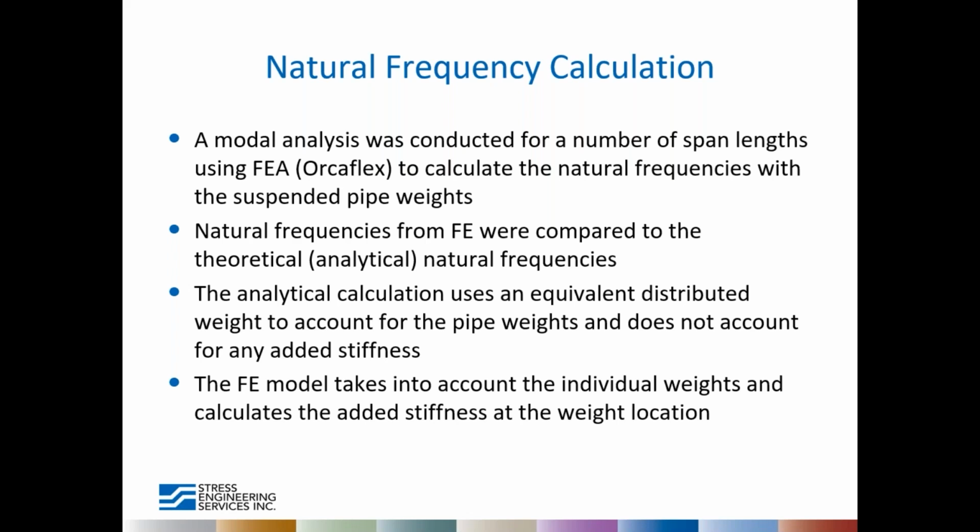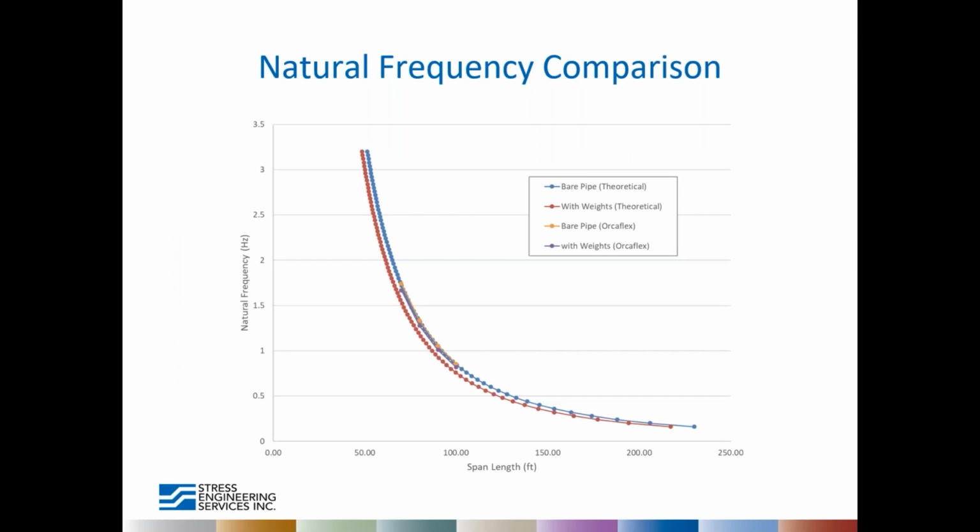On the other hand, in the FE model, we actually applied the weights in the model, and so the individual locations of the weights were calculated, and the stiffness effect of the weights themselves on the pipe was taken into account. So if we look at the analytical method, what we see is that the weight lowered the natural frequency of the pipe. And this is expected because the stiffness of the pipe didn't change, but we added mass to it. So from a mass spring damper system, we increased the mass and we lowered the natural frequency of the pipe.